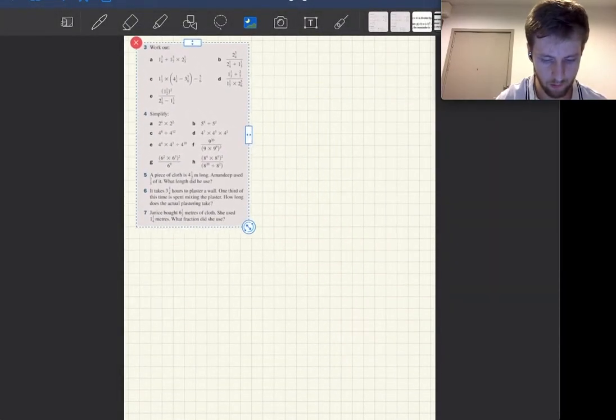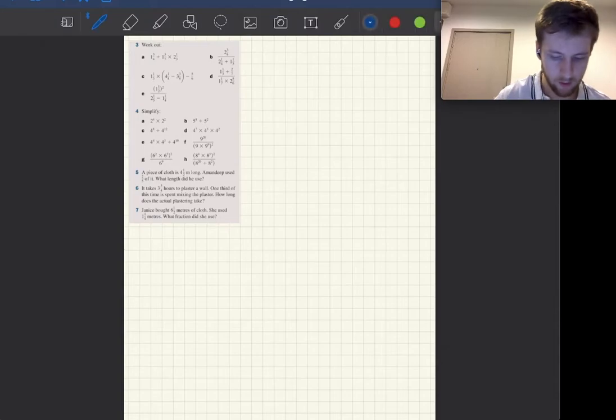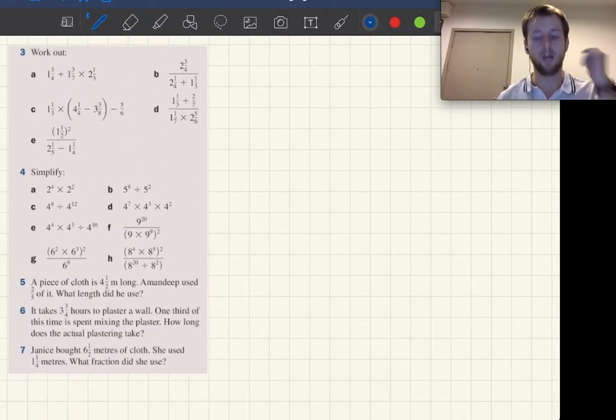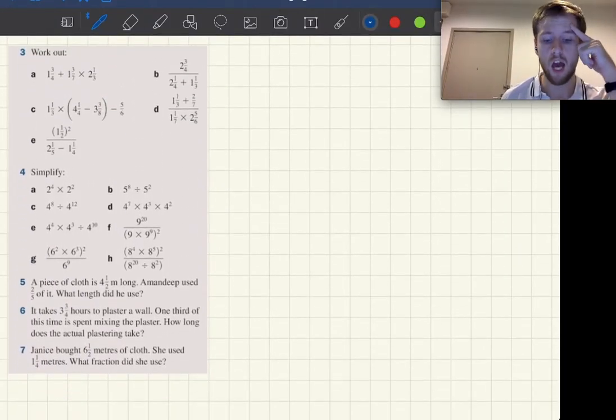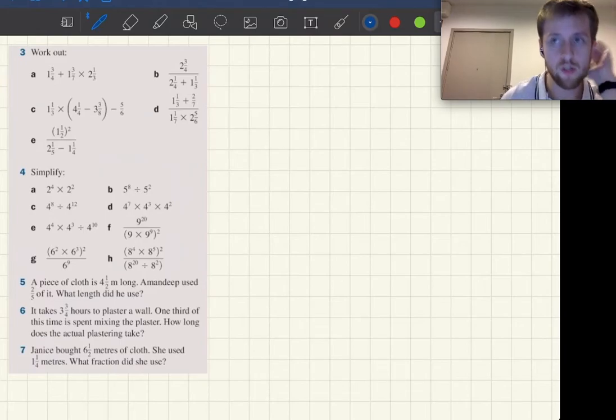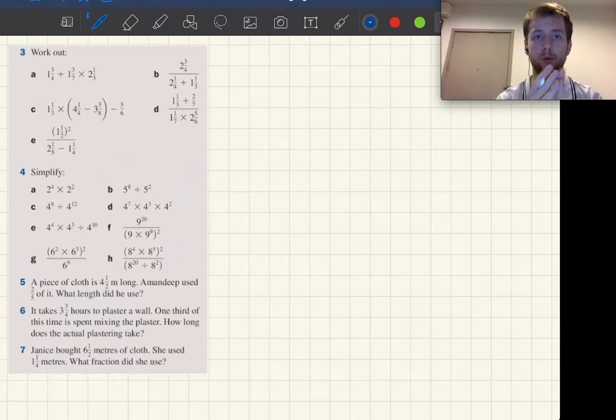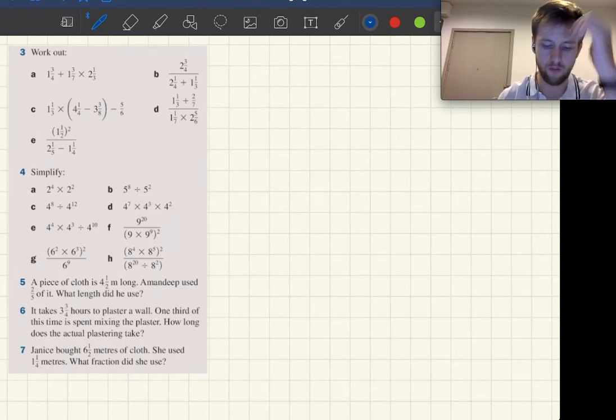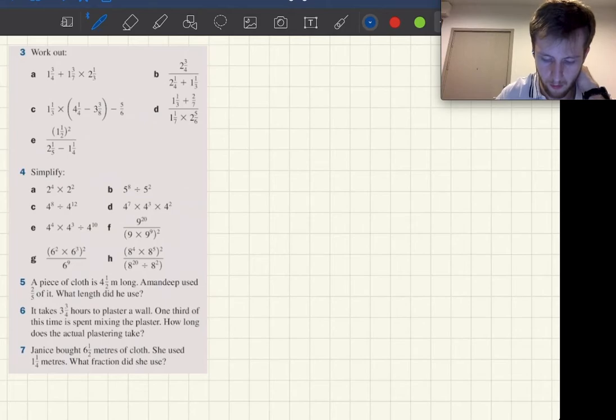Workout. Okay, so what do we have here? Number 3 is like a combination of subtraction, multiplication and addition, all together. More challenging exercises. Let's do it. So in number 3, let's do A.